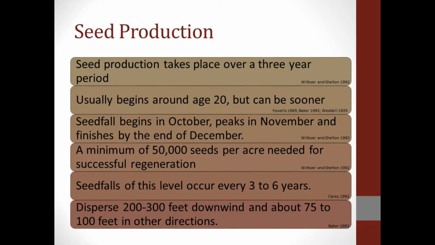So it's not nearly as frequent or prolific as another species like loblolly pine. So on sites where you have shortleaf and loblolly growing, you have to take that into account that loblolly is probably going to be throwing a lot more seed on those sites. Once you have the seed, if you look at dispersion, it can disperse about 300 feet downwind, but in all other directions, it's usually limited to about 75 to 100 feet.